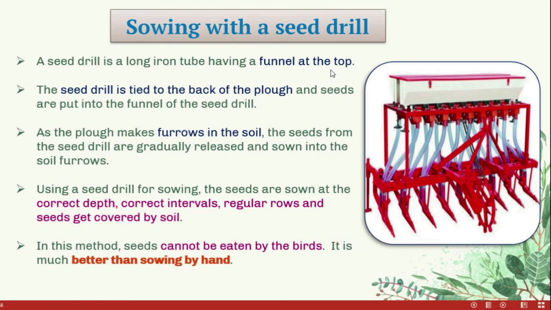Usually, a seed drill has long iron tubes and also a funnel at the top. Look at the picture. See, iron tube and funnel. The funnel helps to store the seeds, and through the tubes, seeds are carried to the end of the iron tubes. Usually this device is attached or tied to the back of the plow, and seeds are put into the funnel of the seed drill. As the plow makes furrows in the soil, the seeds from the seed drill are gradually released and sown into the soil furrows.